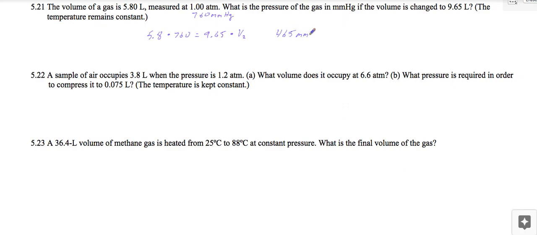465 millimeters of mercury. Now this is a trick that we do with Gen Chem students. I just want to remind you guys, not something that I expect you to do, but if you're struggling with these things, it might be helpful. And we just have this on the side.